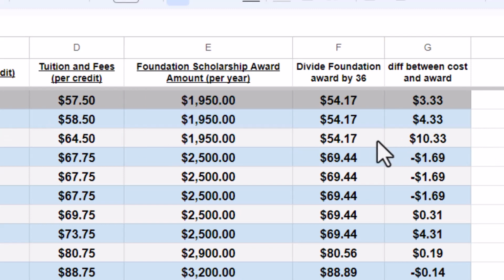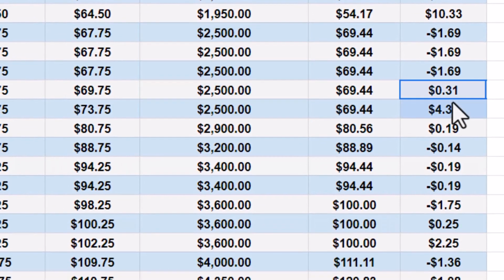But then the foundation had a realization in 2006, and they said, hey, we better give the students some more money now. And look what happens now. It goes negative. And the reason it's negative is because they're giving more than the cost of tuition and fees. A negative number here is a good thing. Then it goes back to positive because, again, the award stayed $2,500 all the way up to here. It switched back to positive.